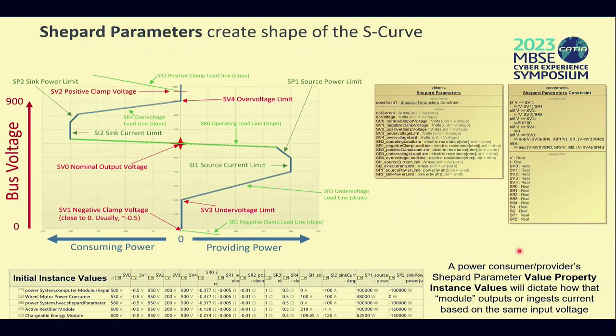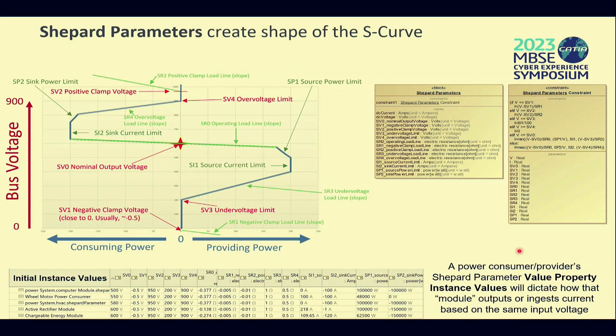So I won't go into too much detail on what every aspect of these shepherd parameters are, but they are in this presentation if you're interested. And what each of those 14 parameters do is cause different parts of this to be affected and have different slopes or different limits. So that's how we can set the current limits and the power limits, by changing the default values.